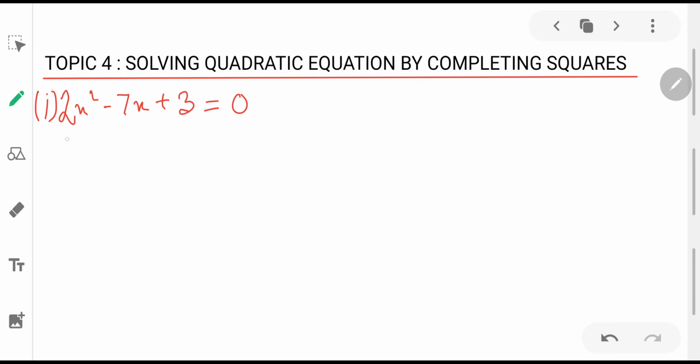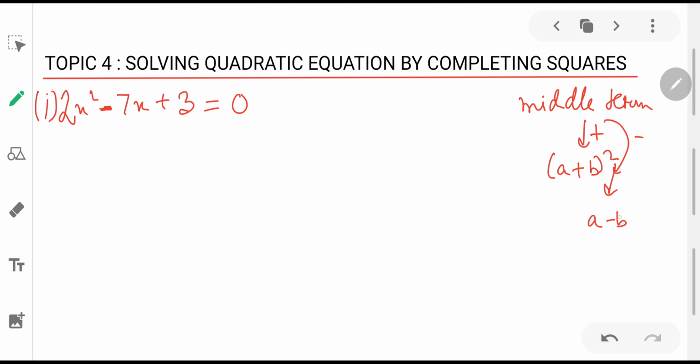So this is the first question and you need to solve it by the method of completing squares. Here you need to check the middle term, whether the symbol in the middle term is plus or minus. If the symbol in the middle term is plus, then you will use the formula (a plus b) whole square, and if the symbol in the middle term is minus, then you will use the formula (a minus b) whole square.